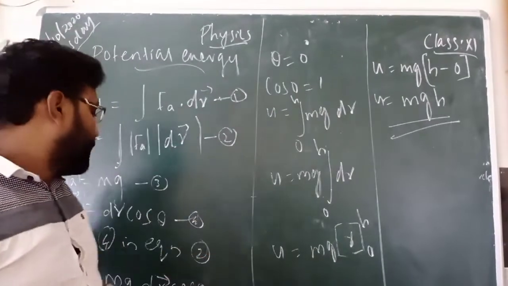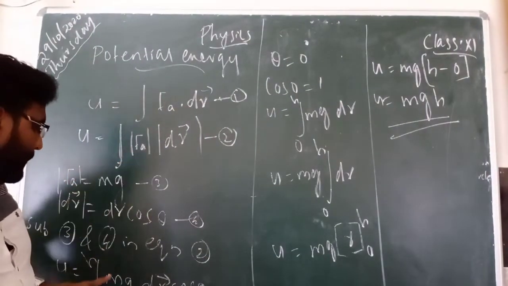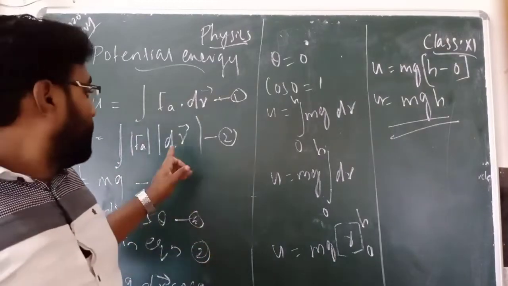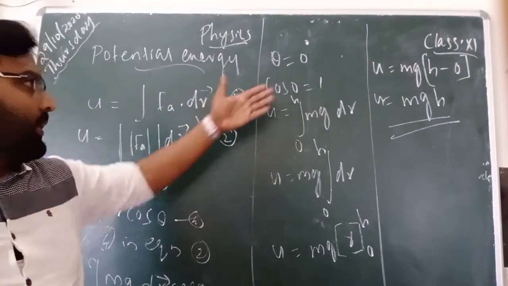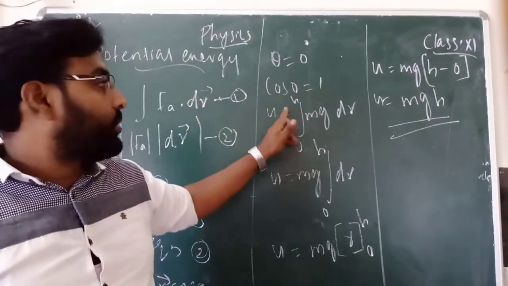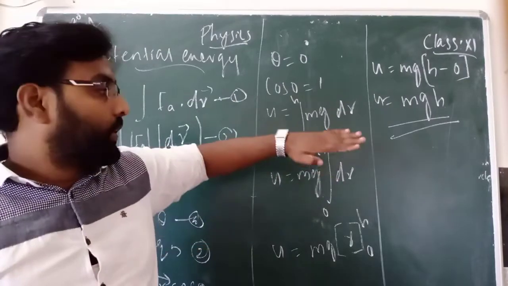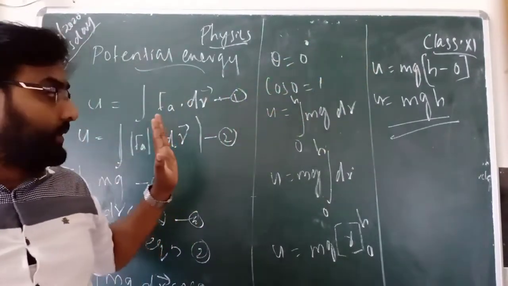So you can substitute the remaining values. Fa means mg. Then dr cos theta you can take up, then put the value. Integrate this for the limit 0 to h. Why 0 to h? For potential energy, from 0 it is lifted to some height, so 0 to h.